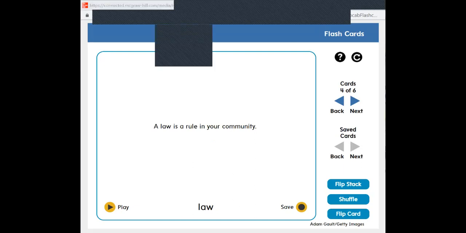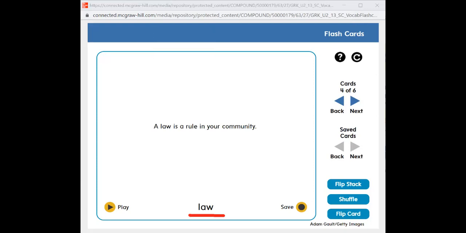Law is our next word, and you have that word in your foldable. So you're going to trace that word, and then on the back, if you look on the back of it, it gives the definition. A law is a rule in your community. So we have rules in our community. For instance, when you ride in your car with your mom or dad, do you wear your seatbelt? You do. That is a rule. That is a law in our community. It keeps us safe. So we have to follow the laws in our community. And that is one of them, wearing your seatbelt.